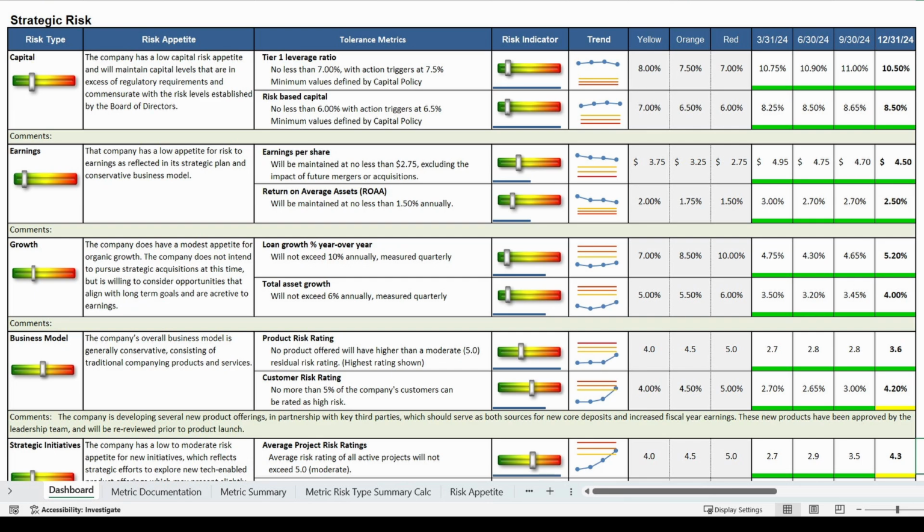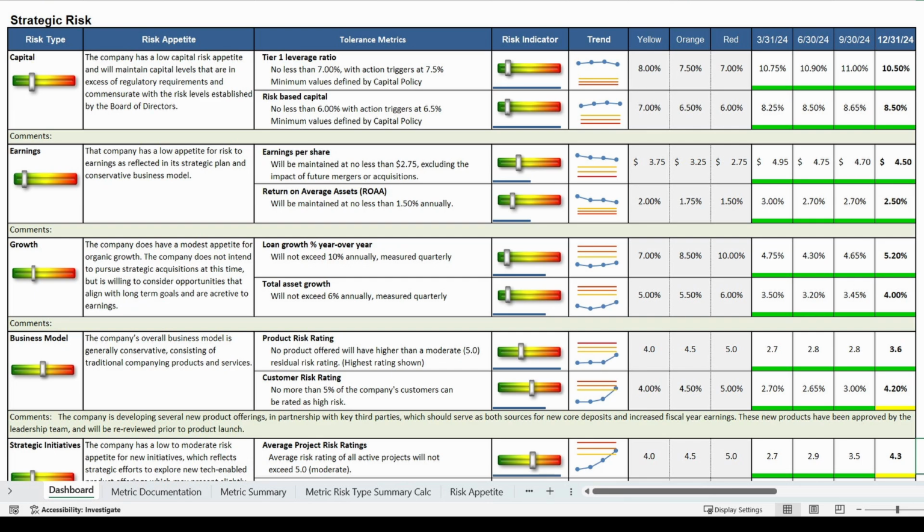Included within that is capital, and what is our appetite for risking capital? Earnings, are we willing to risk earnings for a future benefit? How fast are we willing to grow, etc. And when we look at some of those top ones, this tells a pretty good story. Our capital is in pretty good shape, trending a little bit down towards the latter period there, but still fairly strong. Our earnings are okay. Again, we're seeing a slight decline there, but there may be reasons for that. And growth is reasonable. It seems to be picking up a little bit, but we still seem to be well within thresholds.